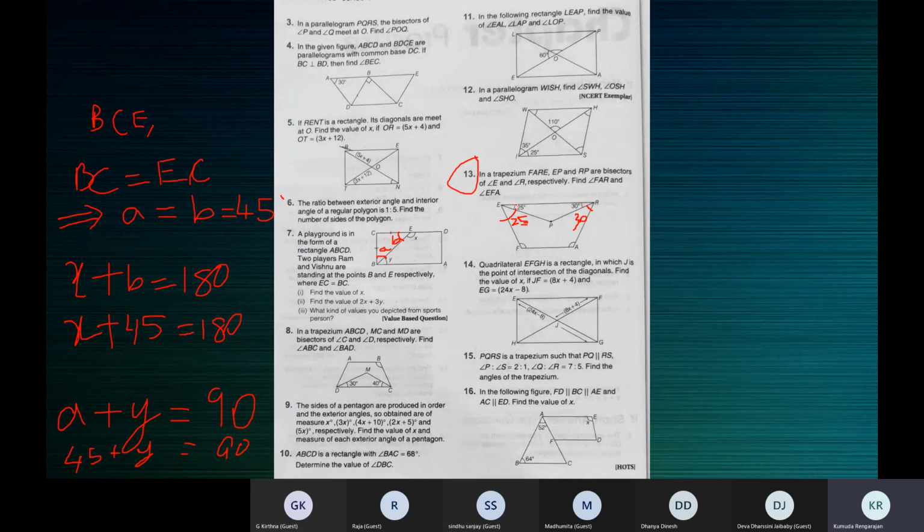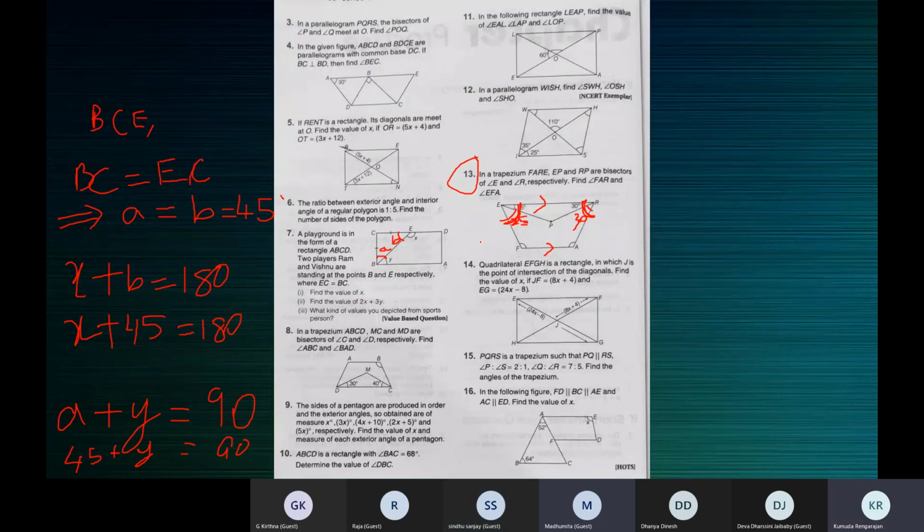So now what is this full angle E? 50 degrees. This full angle R? 60 degrees. Now it's a trapezium. It's given that it's a trapezium. Opposite sides are parallel, so these two sides are parallel to each other. Now what do you say about angle E plus angle F? They add up to 180 degrees. So angle F is 130 degrees.